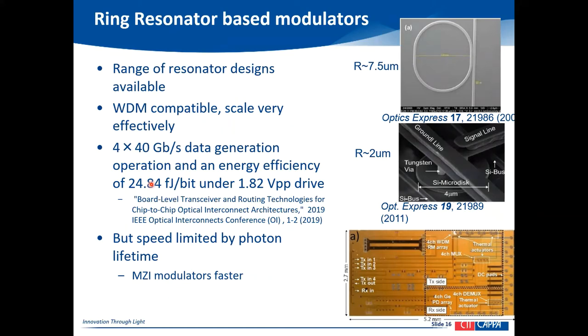The key restriction of the ring resonator is that the speed is always going to be limited by the photon lifetime. So getting speeds much in excess of this value does appear to be difficult. So if speed is everything, the Mach-Zehnder modulator tends to be the preferred solution.